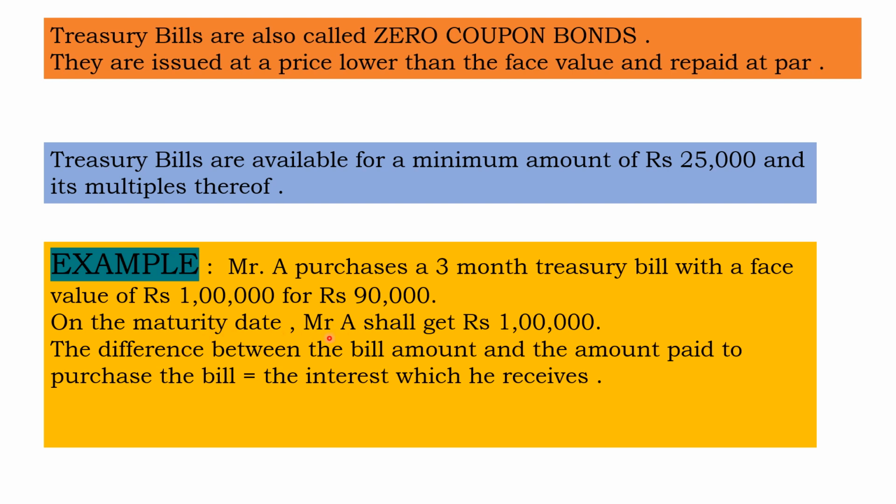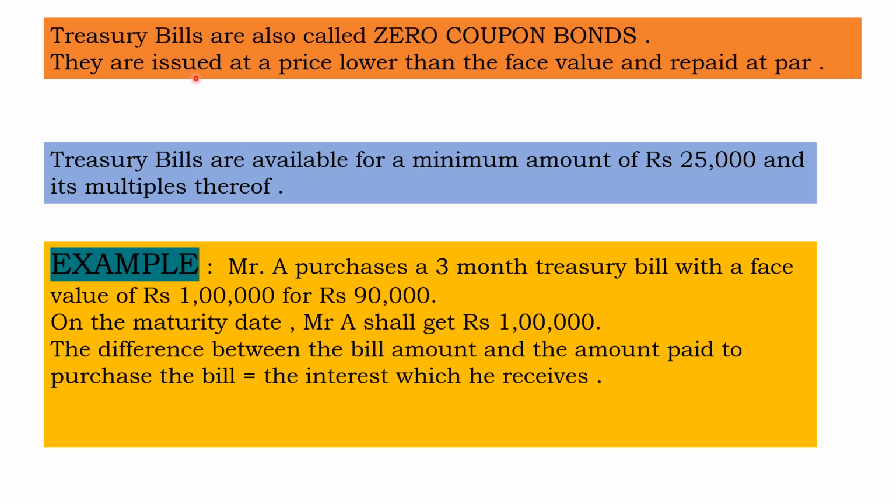On the maturity date, Mr. A will get 1 lakh. So this is what I mean by repaid at par. It is repaid at 1 lakh, but it was issued at 90,000. Now the difference between the bill amount and the amount paid to purchase the bill is the interest he receives. So in this case, 1 lakh minus 90,000 comes out to be 10,000 rupees. Mr. A will be earning 10,000 for the 3-month treasury bill.